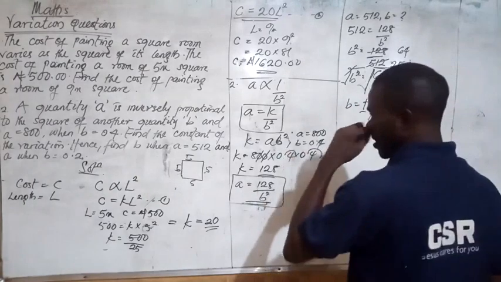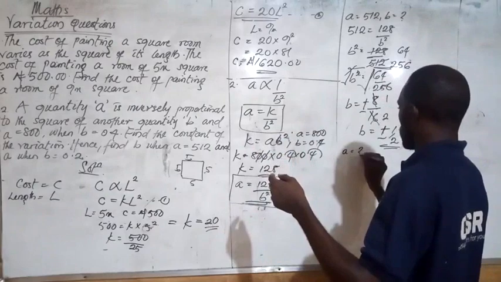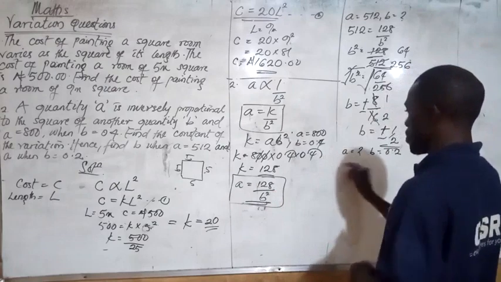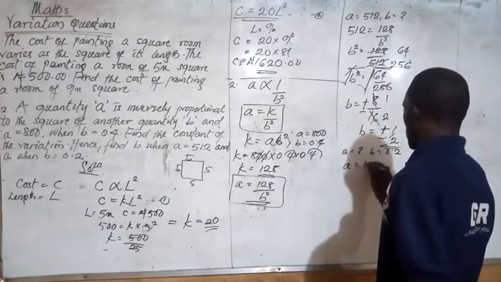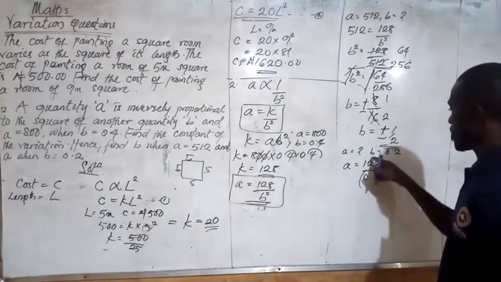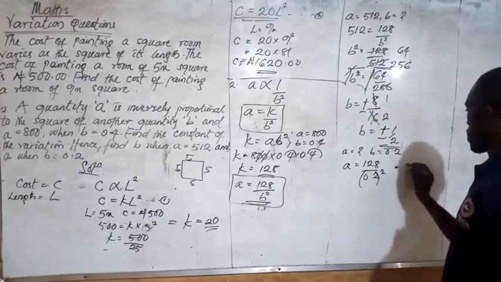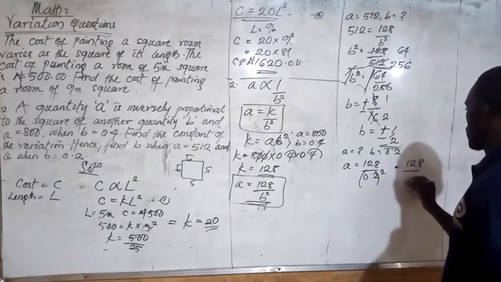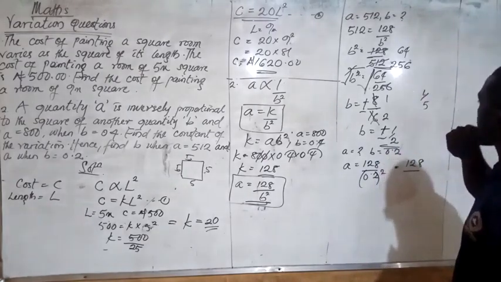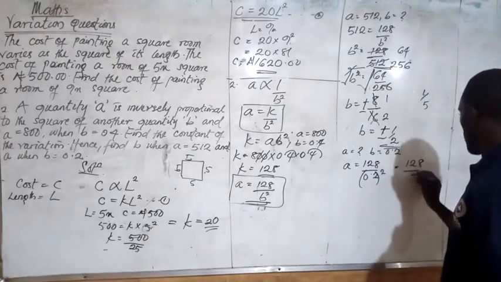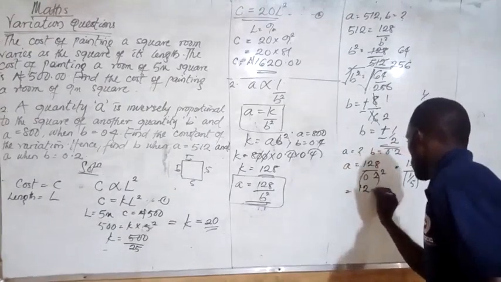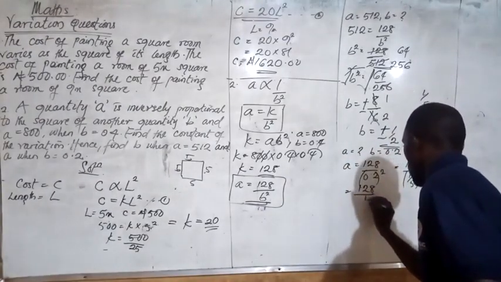Then the second one says we should find A when B is 0.2. Using the same equation, we have A equals 128 over 0.2. Now, since it's B squared, it's going to be 0.2 whole squared. So 0.2 is 1 over 5. We're going to use that 1 over 5 all squared to make the work easier to solve. So we have 128 over 1 over 25.